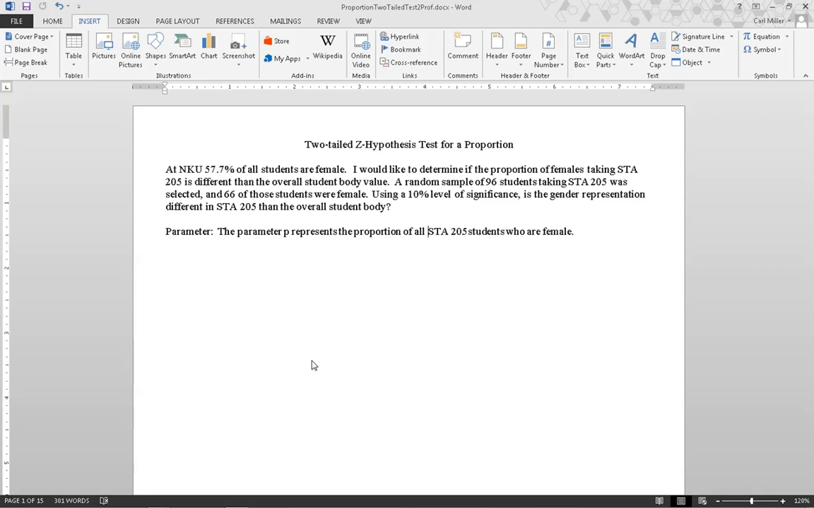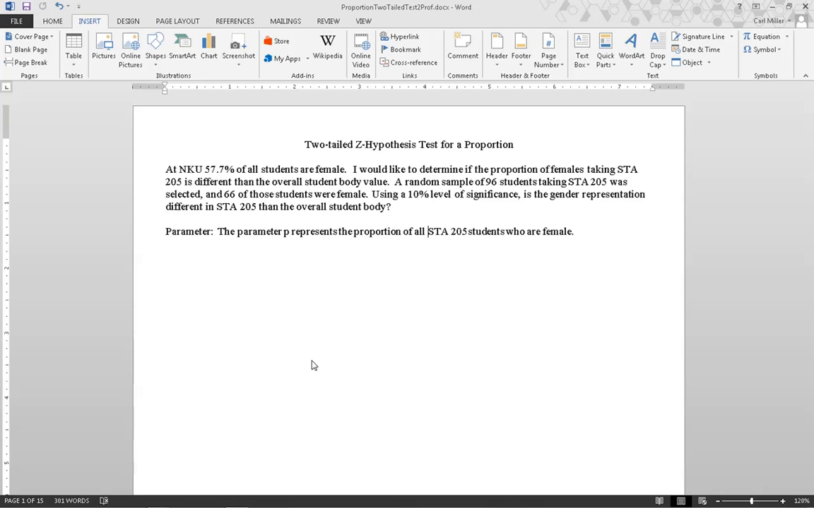I would like to determine if the proportion of females taking Stat 205 is different than the overall student body value. A random sample of 96 students taking Stat 205 was selected, and 66 of those students were female. Using a 10% level of significance, is the gender representation different in Stat 205 than the overall student body?